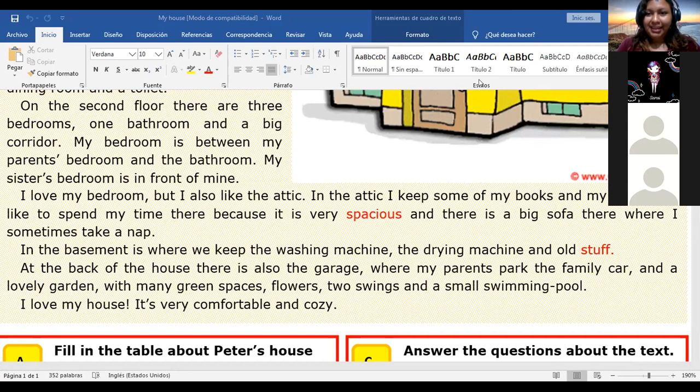Cozy. Okay. Cozy is an adjective as well. What is cozy? Cozy is acogedor. Now, comfortable. Cómodo. De comodidad, right? Cómodo. Comfortable.